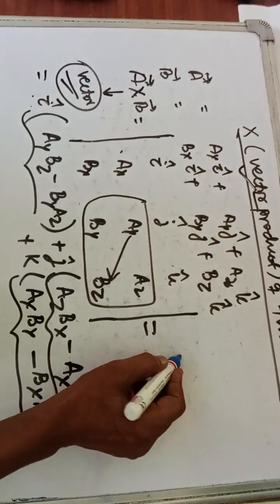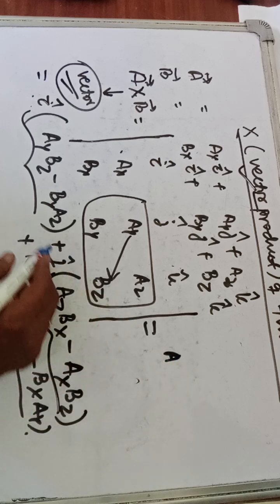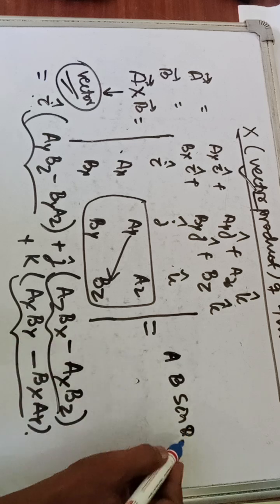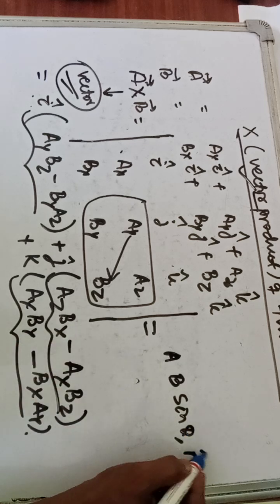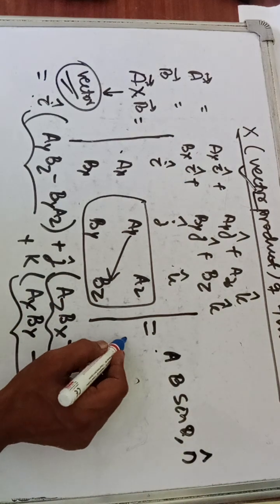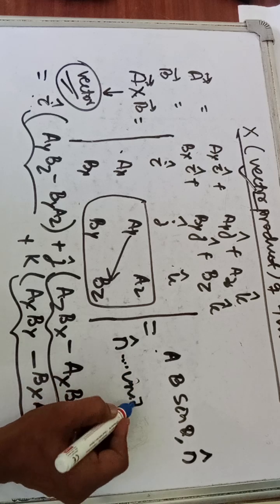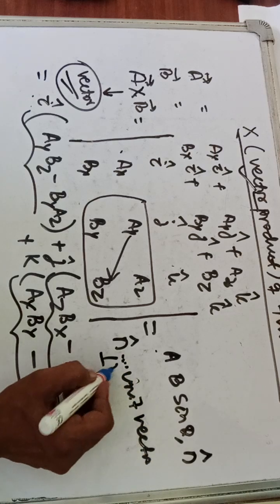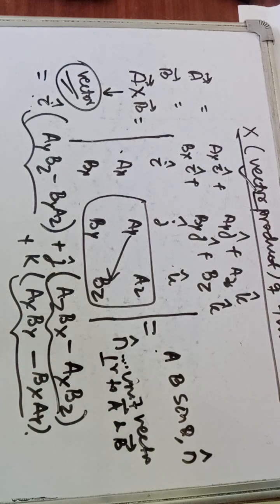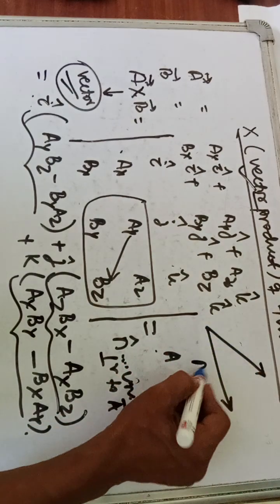Another result is, if A magnitude and B magnitude are given, then A cross B will be A B sine of the angle between them times a unit vector that is perpendicular to both A and B. Here, vector N is a unit vector, and it is perpendicular to both A and B, or it is perpendicular to the plane that is containing both vectors A and B.